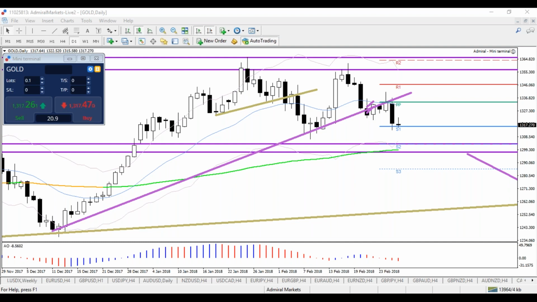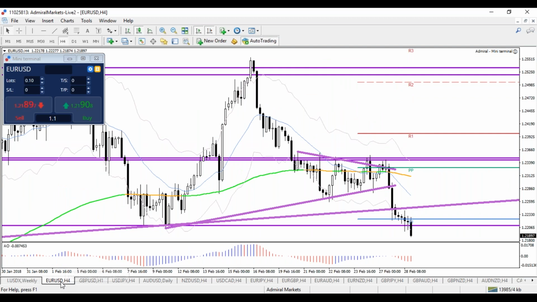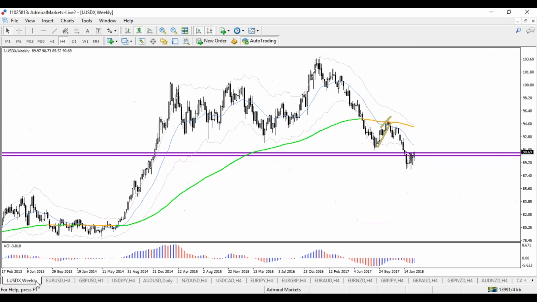Yes, indeed. All right, so let's take a look at Euro CAD. That will be on our list right after the majors: Euro dollar, pound dollar, dollar yen. There we go. Euro dollar is indeed pushing. So that is dollar strength. We take a look at the dollar index, and it is pushing too.